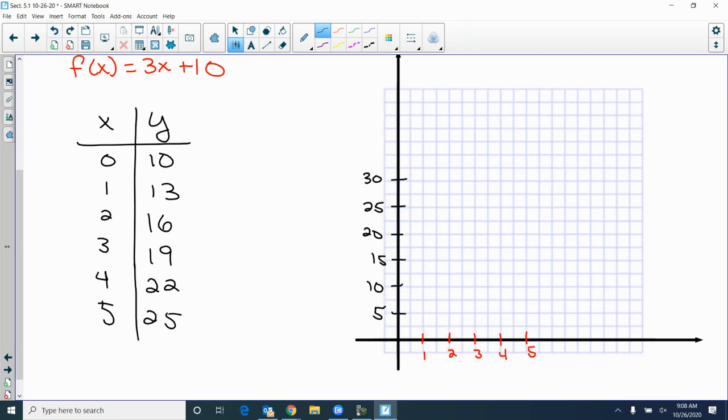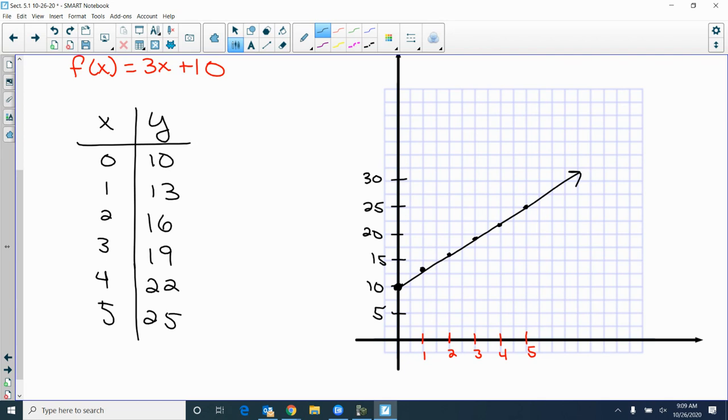So I got 0, 10. I got 1, 13. So that would be a little bit above 10, 12. 2, 16. 3, 19. 4, 22. And then 5, 25. Okay, they should form a straight line.